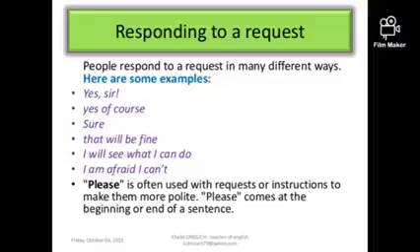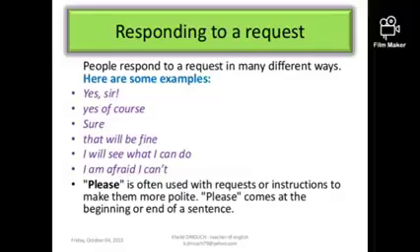Concerning responding to a request, people respond to a request in many different ways. So to respond or to answer one's request, we have different expressions. Here are some examples. Yes, sir. Yes, of course. Sure, that will be fine. I will see what I can do. I'm afraid I can't.